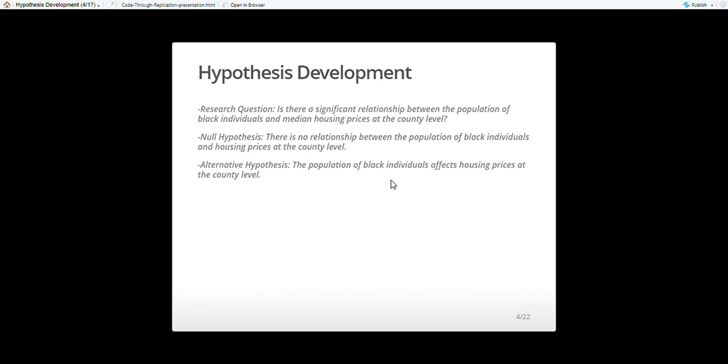it will be, is there a significant relationship between the population of Black individuals and median housing prices at the county level? The null hypothesis will be, there is no relationship between the population of Black individuals and housing prices at the county level. As for the alternative hypothesis, the population of Black individuals affects housing prices at the county level.